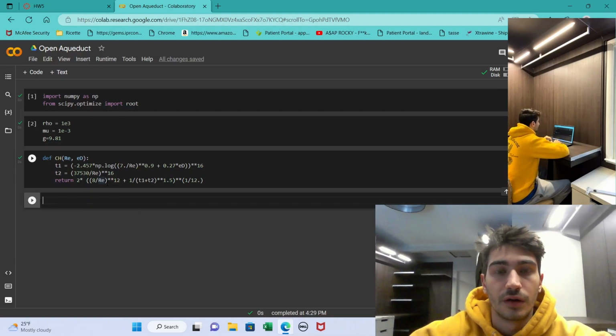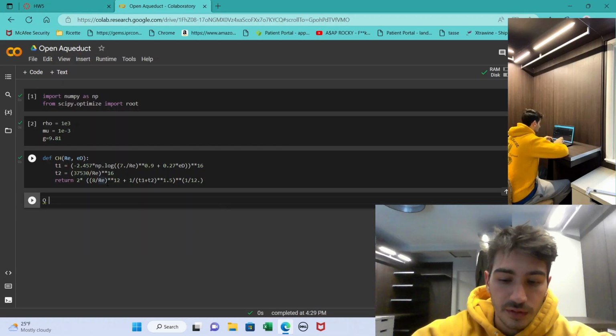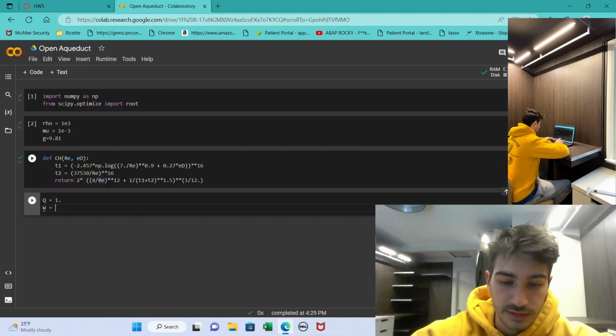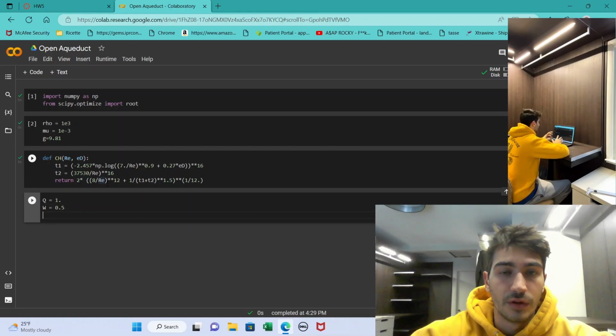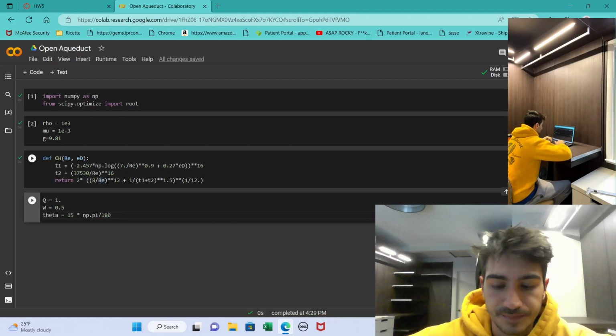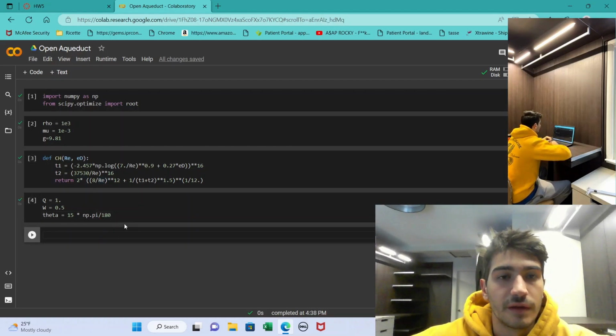So as always, we want to give in our values. We know that the volumetric flow rate Q is equal to 1 meter cubed per second. We also know that the width, right, is equal to half a meter. And then we know theta. We know theta is equal to 15 degrees. So what we do is 15 times pi divided by 180, right? Those are our 3 given values.